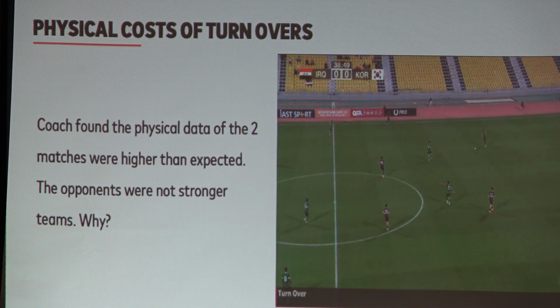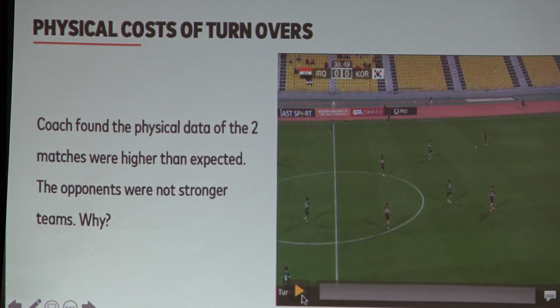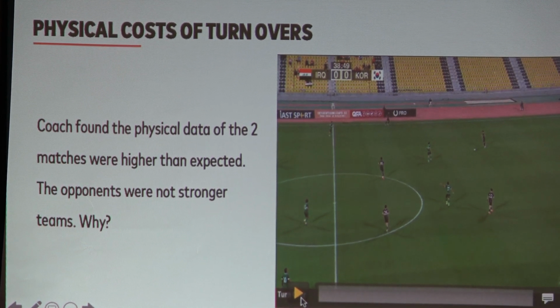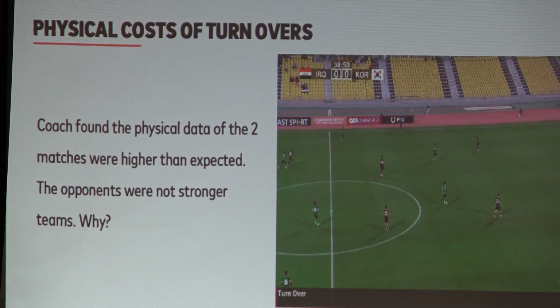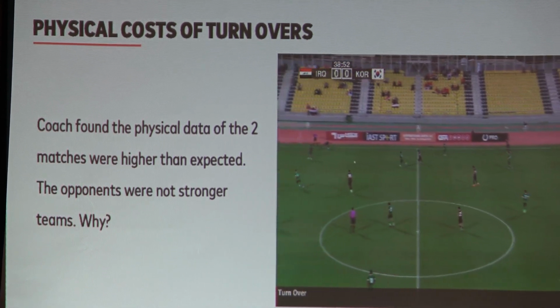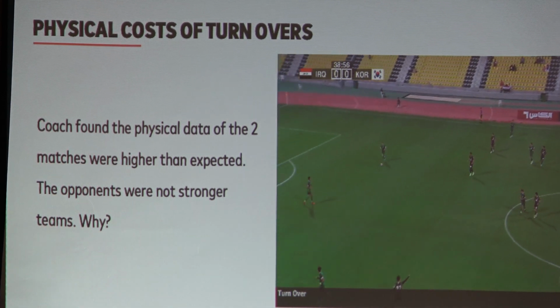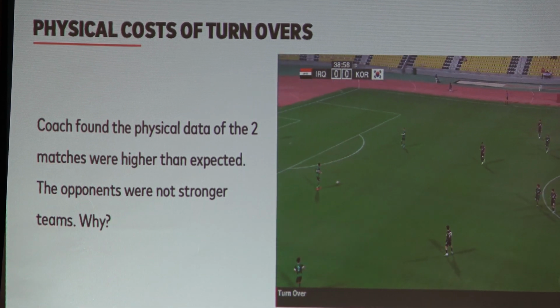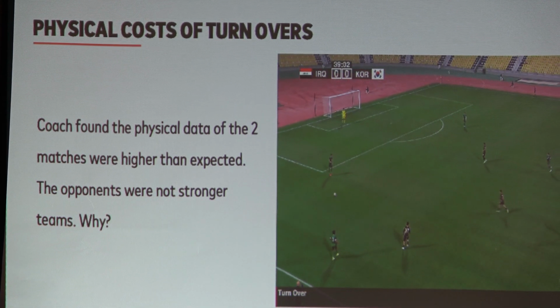lot of mistakes, a lot of turnovers like this. The dark one is South Korea. And they're just giving away ball possession like that. And then as a result, if they want to recover the ball, they have to run more and more.